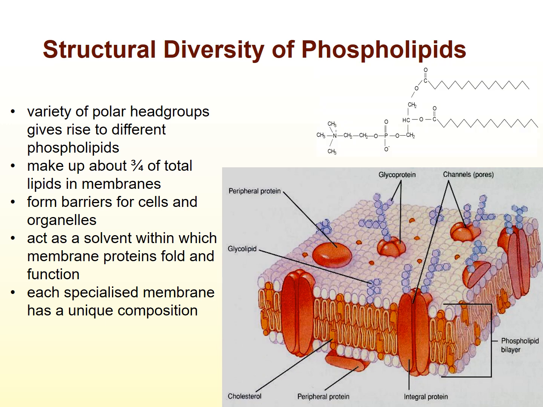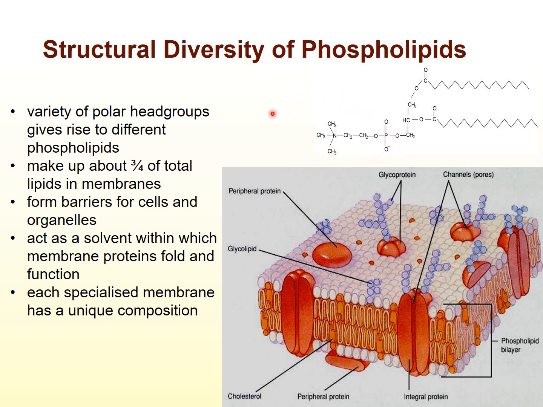The variety of polar head groups gives rise to different phospholipids, which make up about 3/4 of the total lipids in membranes. These membranes form barriers for cells and organelles and act as a solvent within which membrane proteins fold and function. Each specialized membrane has a unique composition. This is phosphatidylcholine, which we've seen before, and this is the head group that would be replaced.